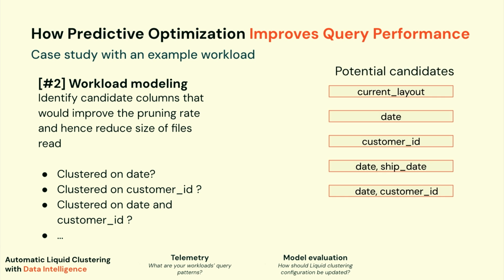So let's say the candidate set of clustering columns here are: we still consider the ingestion order, the current layout. Sometimes that might just be good enough. Or say date, customer ID, date and customer ID, and I've included a few more columns, date and ship date. It can be a bigger exhaustive list, but I'm just showing a smaller set here.